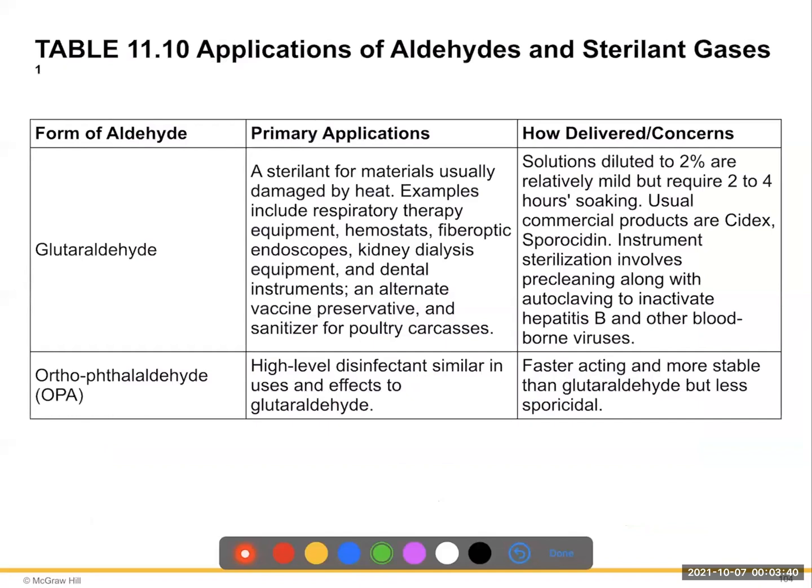Okay, so glutaraldehyde, we talked about. We use that for things that are damaged by heat: respiratory therapy equipment, hemostats, fiber optic endoscopes, things you can't heat up. Okay. Orthophthalaldehyde, OPA, is a high level disinfectant, with uses and effects similar to glutaraldehyde.